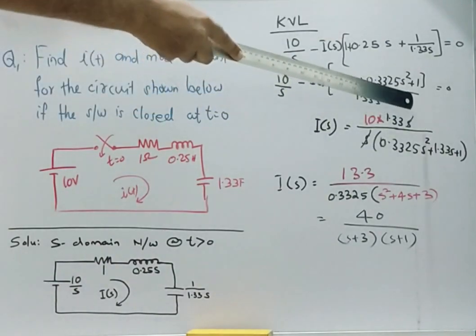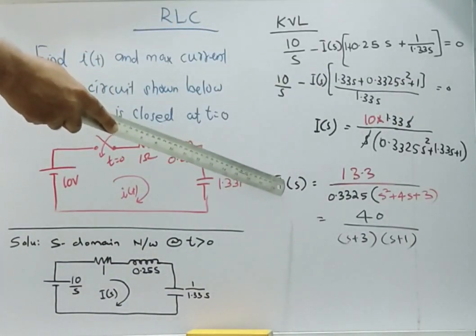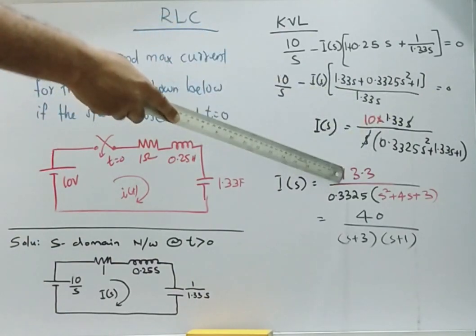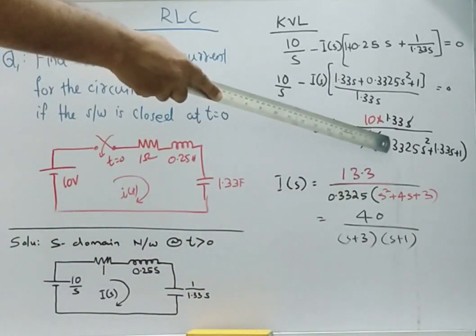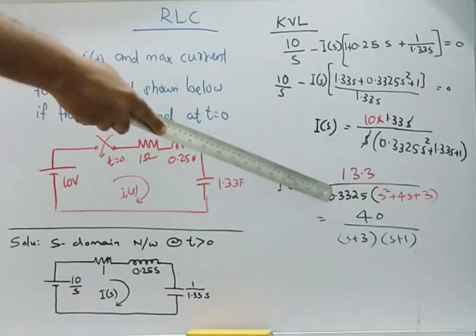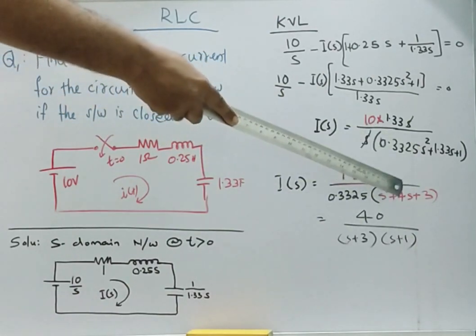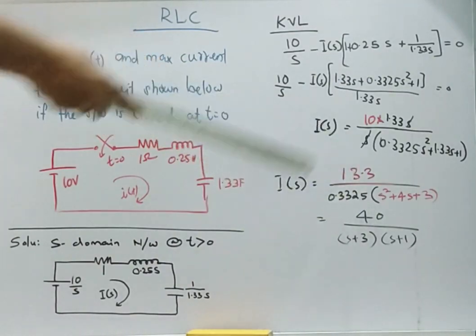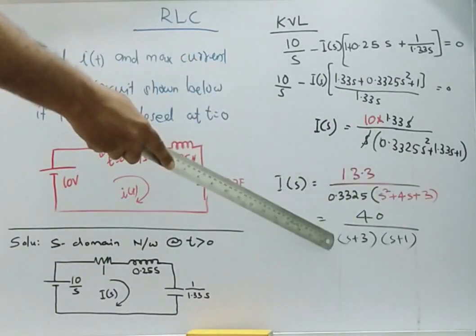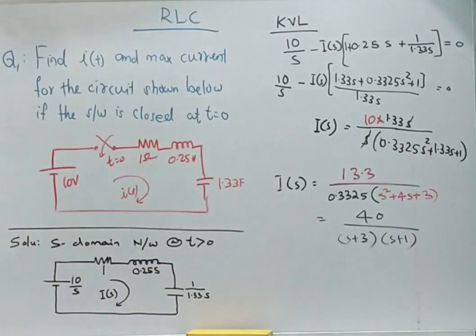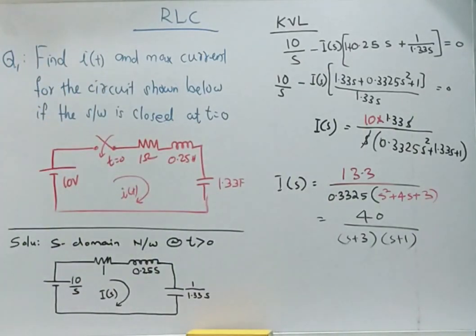From here we can cancel S and S. After simplification, I(S) is 13.3 all divided by, taking the coefficient of S squared outside the denominator, 0.3325 times (S squared plus 4S plus 3). Simplifying, we obtain this part as 40, and we can factorize the denominator as (S plus 3) times (S plus 1). Now we can easily solve this problem by using partial fraction expansion.